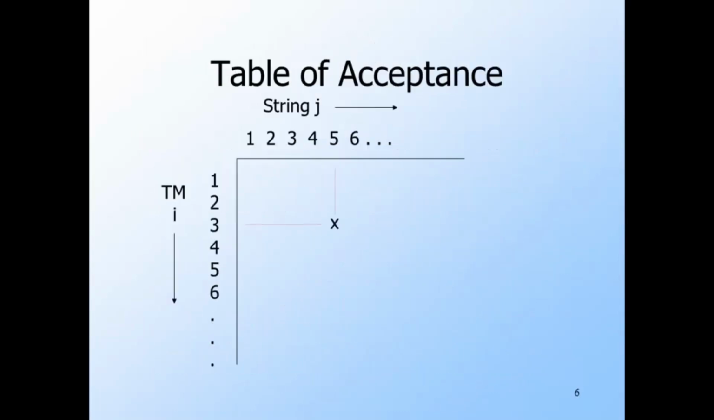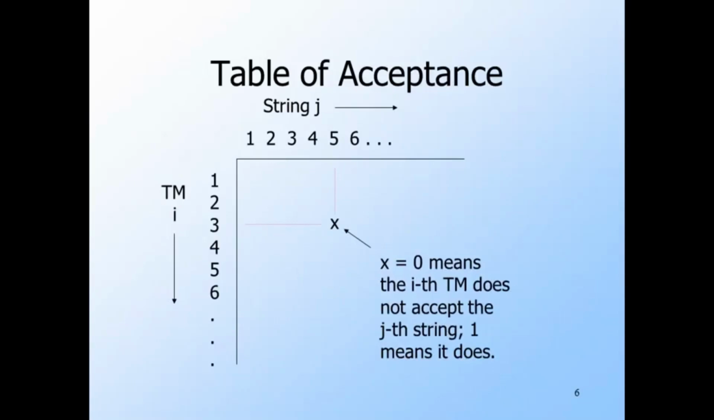language. So here is a table relating Turing machines to the strings they accept. The value in row i and column j is 1 if the ith Turing machine accepts the jth string, and 0 if it does not. Notice that if the ith Turing machine is one of the flawed ones, then its row is all zeros.